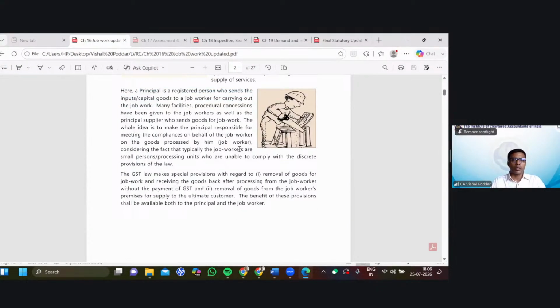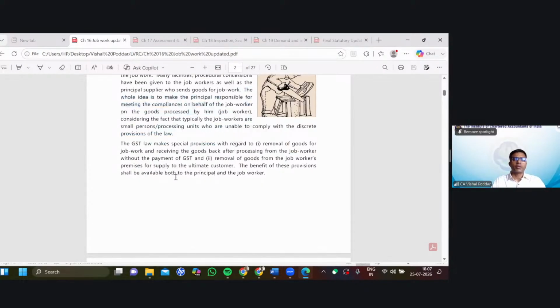Now, the basic idea is, in this particular case, the activity is done by you as the job worker. But the concept of the law is to make the principal responsible for meeting the compliances on behalf of the job worker in respect of the goods which the job worker is processing for that principal. Basically the ideology is to make the job worker free of the procedural burden, because many times job workers may be working in an unorganized sector. They may not have proper educational background. So to make it easy for them, the GST law has made such specific provisions.